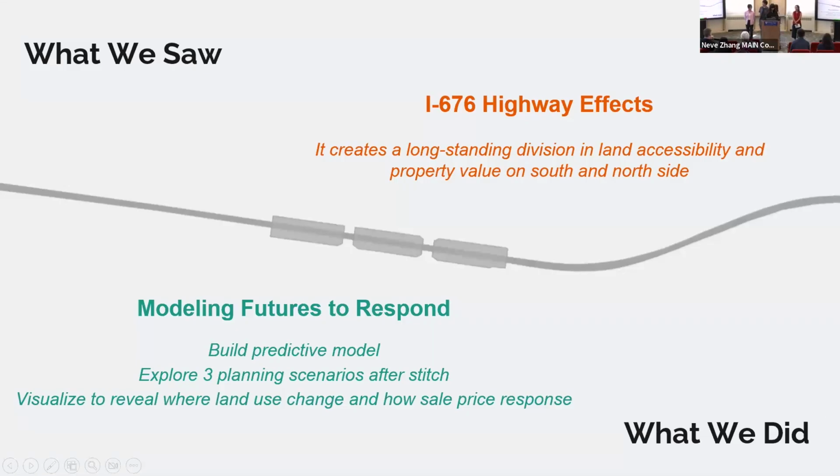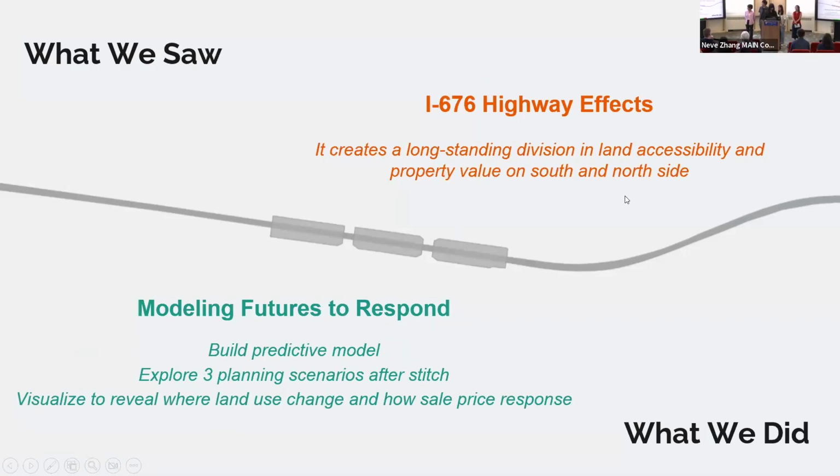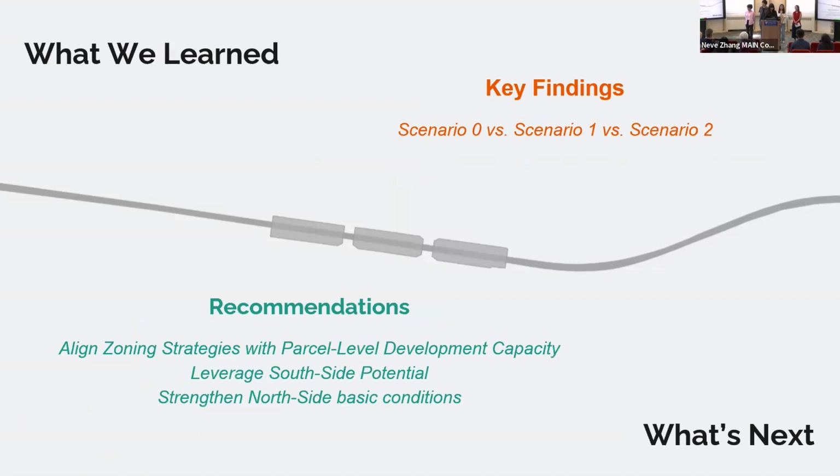So to bring it all together here, we talk about the highway effects of I-676. It creates a lasting division in land accessibility and property value between the two sides. To understand how future planning decisions could reshape the pattern, we built a random forest model for predicting property sale price for both sides and explore 3 planning scenarios after the stage, and also visualize to reveal where land use changes and how sale price responds. So what did we find?